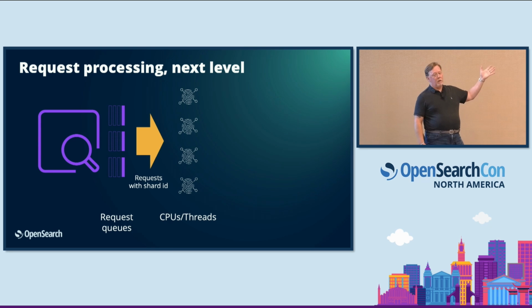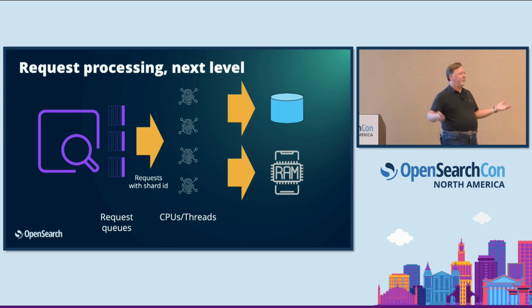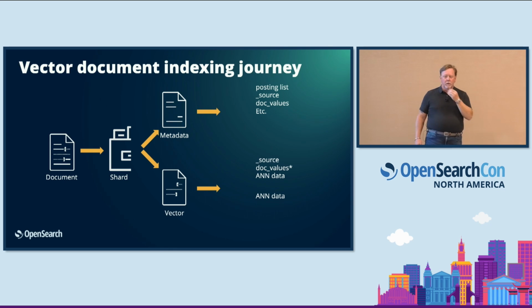On that data node, for the sub-request, it's also queued, and then dequeued, and then goes to the CPUs and the threads, and those are the things that ultimately access disk and storage RAM, whether it's heap or off heap, to serve that request. So that's how request processing goes.